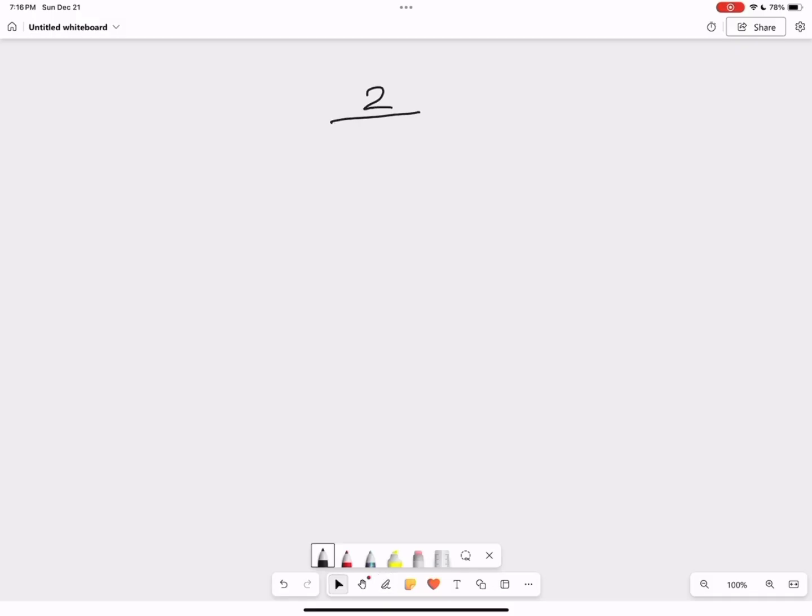Try another one: 2 over the square root of 7. So we're going to rationalize like this. We're going to do 2 times the square root of 7, all over 7. Now 2 isn't divisible by 7, so we can just keep it like this. Now what if they give you something like this?